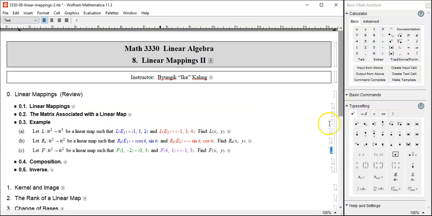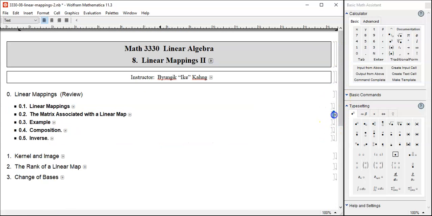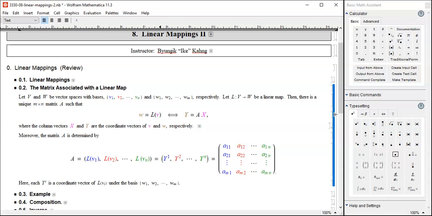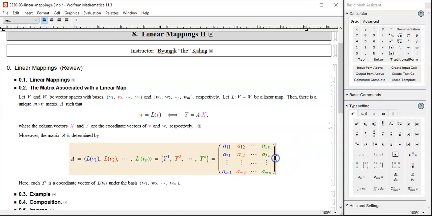Okay, that was a quick review. Let me emphasize again, even if you forget the proof, everybody should know how to get the matrix expression. Go back to these basis vectors, v1, v2, v3, all the way over to vn, and then get image vectors, L of v1, L of v2, L of v3, all the way over to L of vn, and then arrange them as columns.